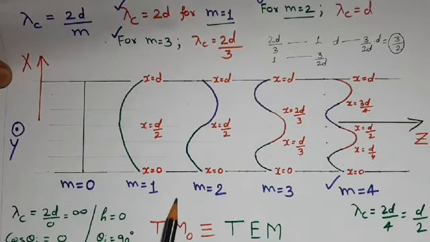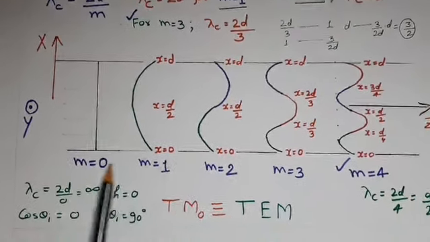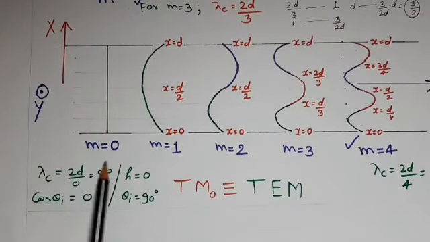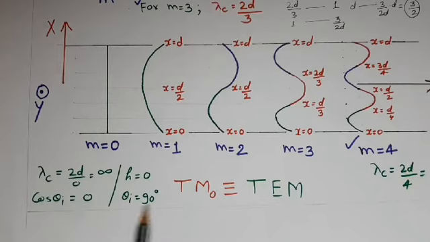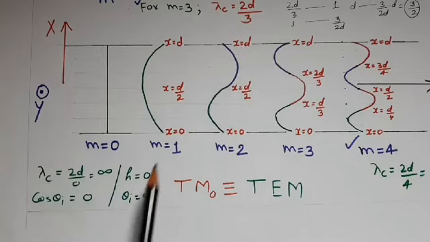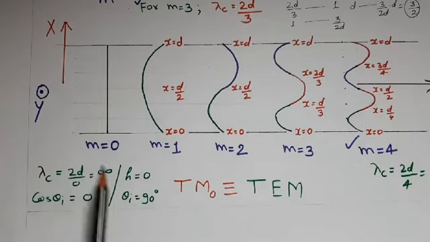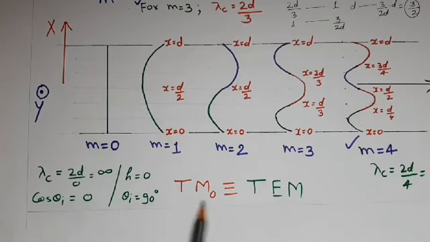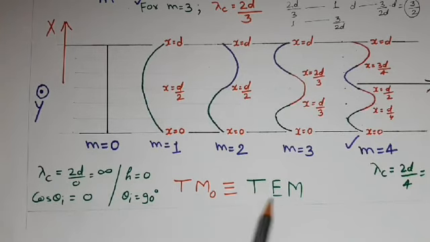If we talk about m is equal to 0, m is equal to 0 means h is equal to 0, cos of theta i is equal to 0, meaning theta i is equal to 90 degrees. That is, the electromagnetic wave will propagate parallel to the boundaries. This is a special case which can be found in a parallel plane waveguide in TM mode only, that is TM0, which is equivalent to TEM.